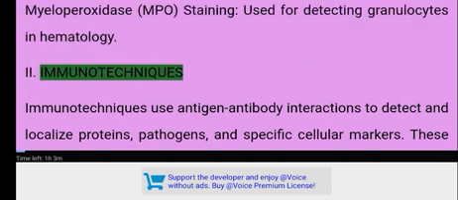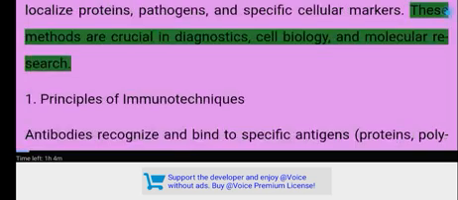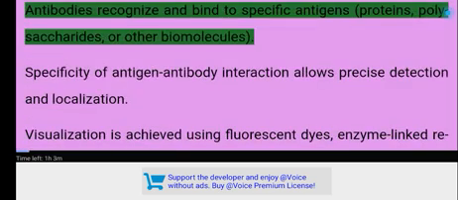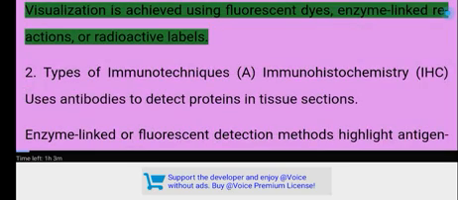2. Immunotechniques. Immunotechniques use antigen-antibody interactions to detect and localize proteins, pathogens, and specific cellular markers. These methods are crucial in diagnostics, cell biology, and molecular research. 1. Principles of immunotechniques. Antibodies recognize and bind to specific antigens, proteins, polysaccharides, or other biomolecules. Specificity of antigen-antibody interaction allows precise detection and localization. Visualization is achieved using fluorescent dyes, enzyme-linked reactions, or radioactive labels.